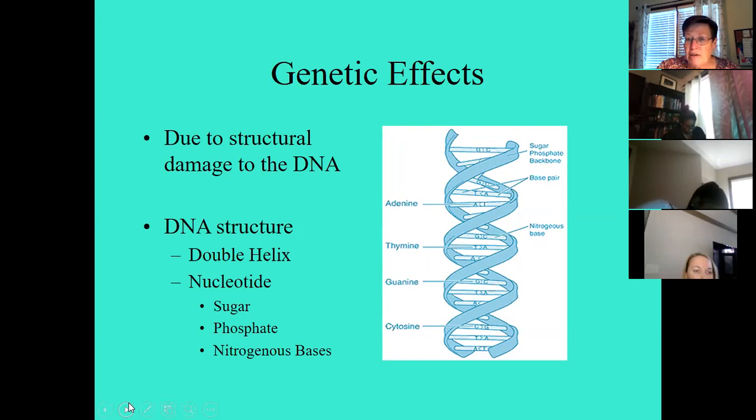If we irradiate our cells, we know the DNA is the controlling molecule in the nucleus of the cell. It controls metabolism. It controls all of our genetic information. So genetic effects are due to structural damage to the DNA molecule. Now, to review, it's important that you understand the DNA structure. The DNA is a double helix configuration, like a twisted ladder. The side rails are sugar phosphate chains, alternating sugar and phosphate molecules. The nitrogenous bases branch off of the sugar molecule.